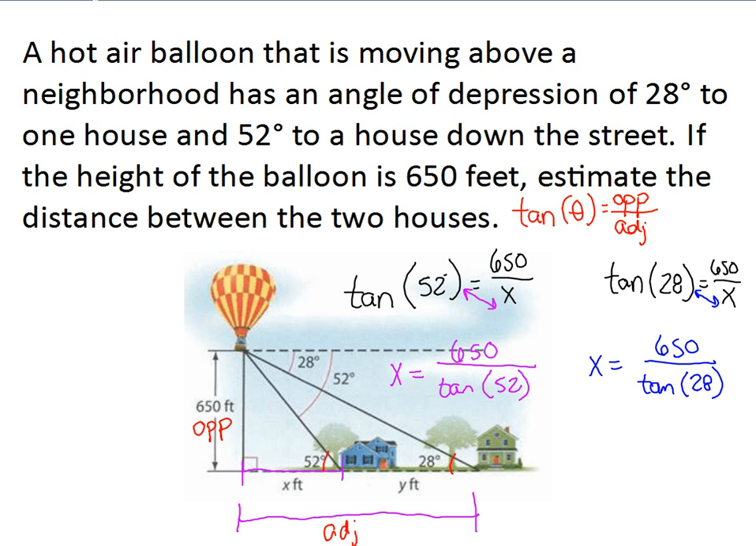On the one on the left, when we solve that, we get an x value of 507.8 feet. On the one on the right, when we solve that, you are going to get a y value of 1,222.5 feet. But that just tells you how far each of them is away horizontally from the hot air balloon. To find the distance between the two houses, we're going to have to subtract those values.